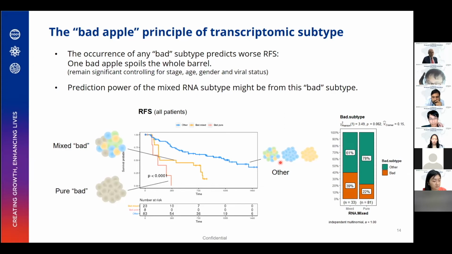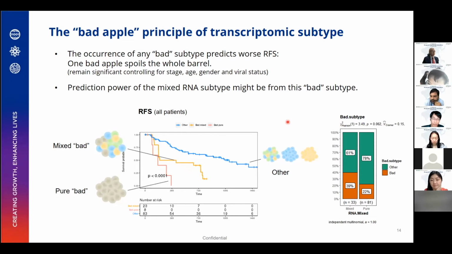So it seems that as long as you have the bad apple subtype in your tumor, then the patient will suffer from worse survival. And that's why we call this a bad apple effect, because there's a saying that one bad apple can spoil the whole barrel. So again, such segregation remains significant, even controlling for stage, age, gender, and marital status.